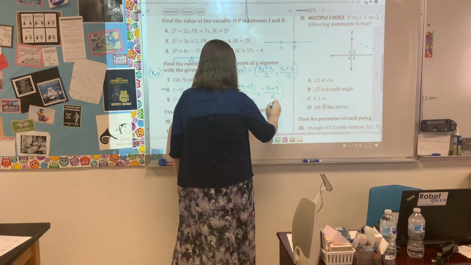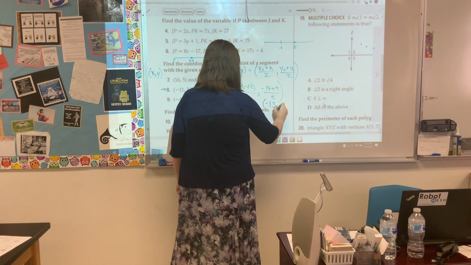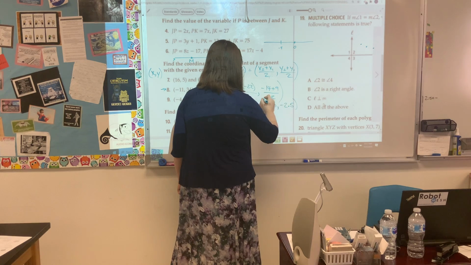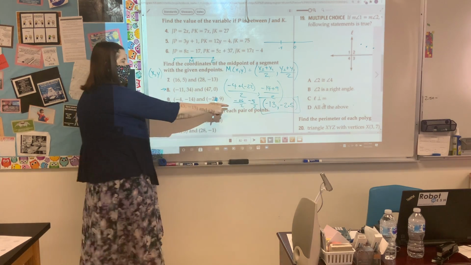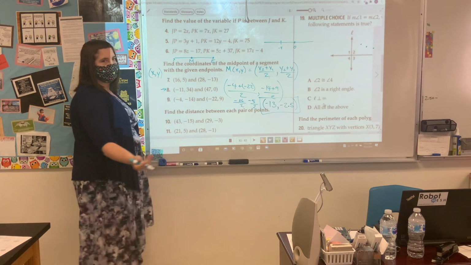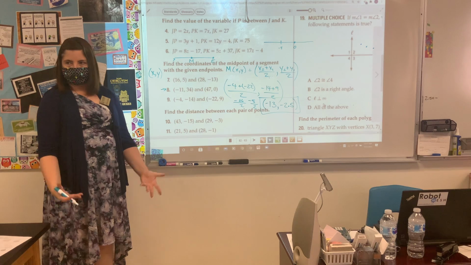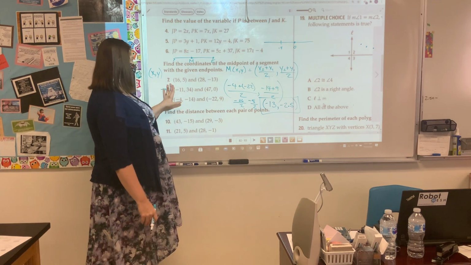So I should have -13 and -2.5. Is it okay to leave it as a fraction? You're not going to have a problem, but -26 over 2 should really be -13. I shouldn't leave that as a fraction because it's an improper fraction. We good on that?